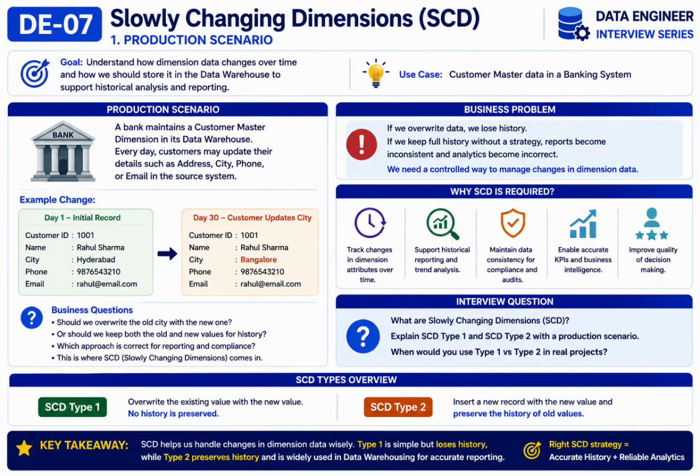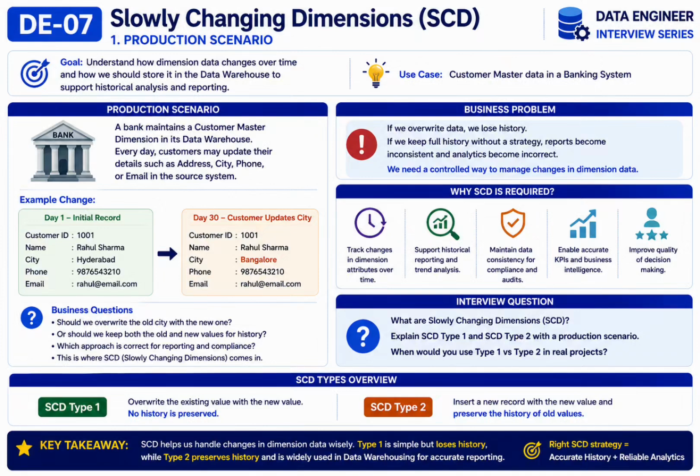So let's begin with a real world banking example. Suppose we have a customer dimension table in our enterprise data warehouse. So initially customer ID 1001 lives in Hyderabad. After 1 month, the customer moves to Bangalore and updates the address in the banking application.